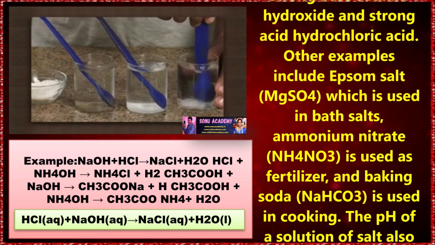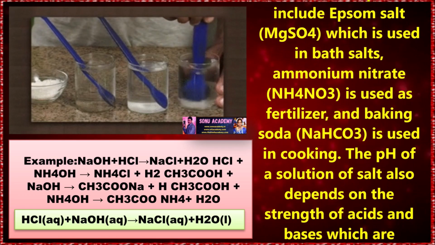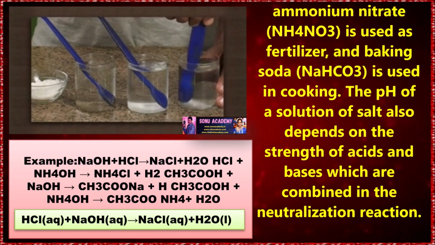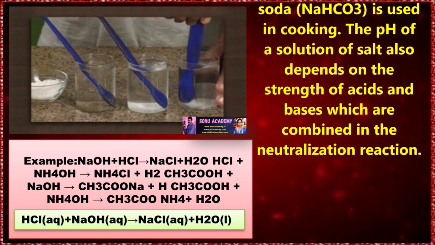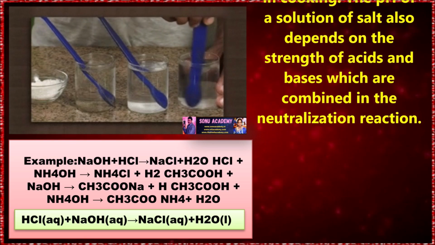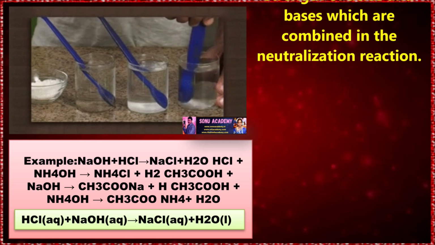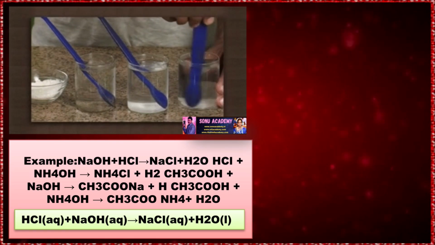The most well-known or common salt is sodium chloride, or table salt, which is formed by the combination of a strong base, sodium hydroxide, and a strong acid, hydrochloric acid. Other examples include Epsom salt, MgSO4, which is used in bath salts, ammonium nitrate, which is used as fertilizer, and baking soda, which is used in cooking. The pH of a salt solution also depends on the strength of the acids and bases which are combined in the neutralization reaction.